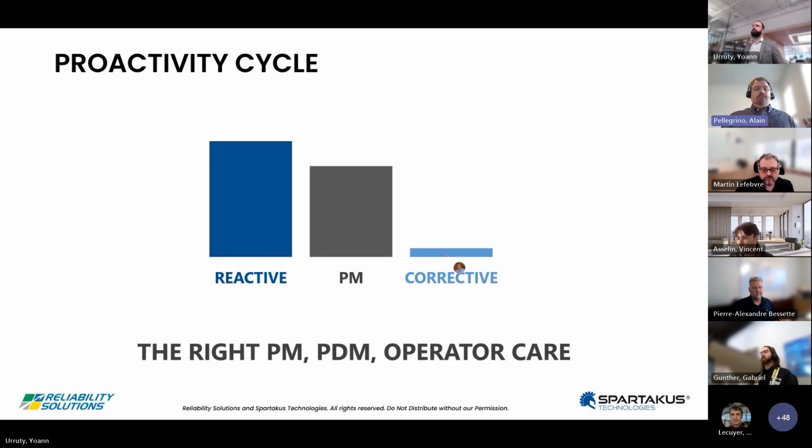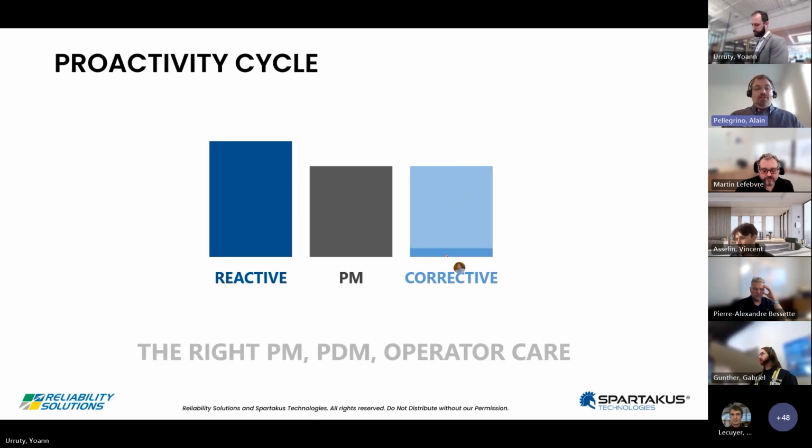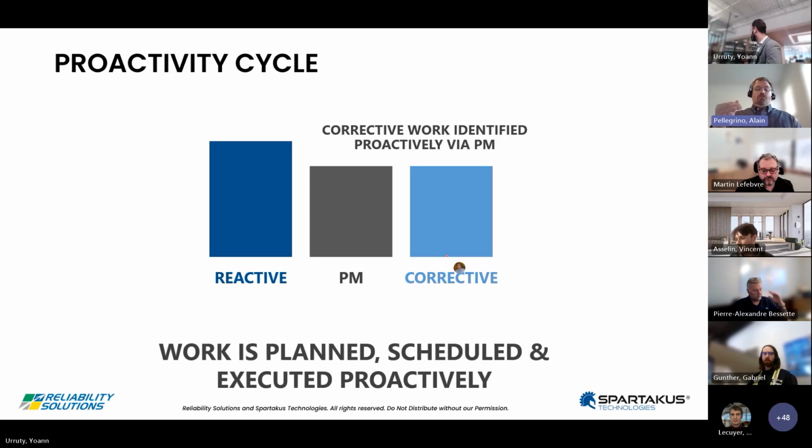So the idea is, how can we improve the efficiency of the PM? That doesn't mean doing more PM, but doing PMs or inspections on equipment based on failure modes, for instance, so that you are more accurate and you can identify in advance more proactive work. Basically, your PMs are there to detect proactively a possible failure.